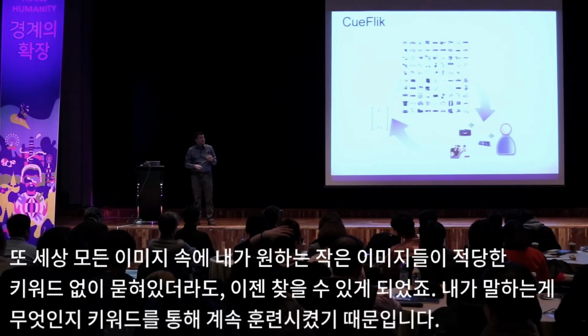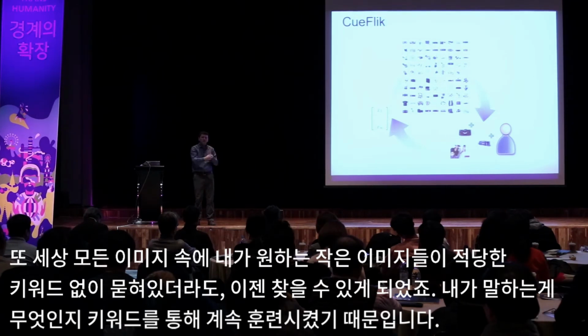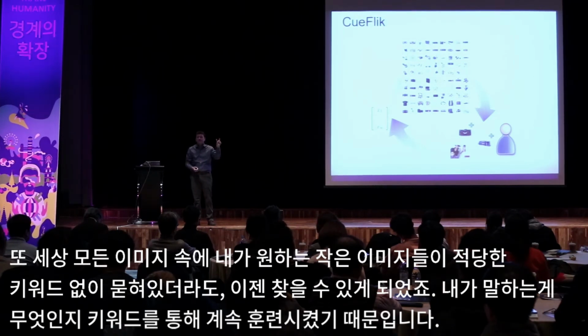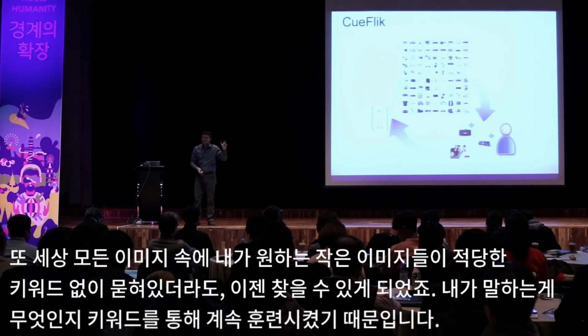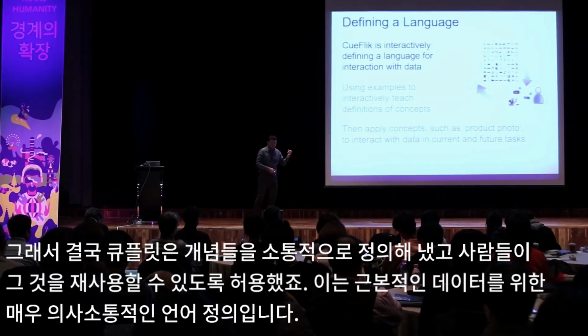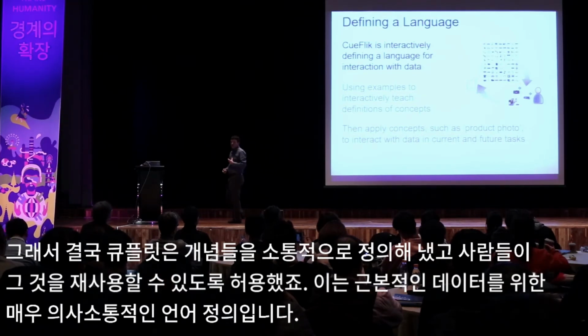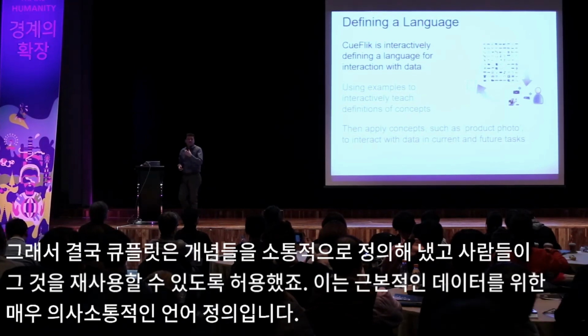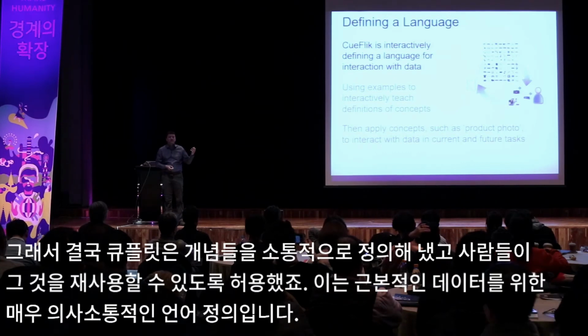And it was now something that said, of all of the images in the world, here's the ones that I want. And I didn't have a good keyword for that before, but now I do because I've trained examples of what I mean by that keyword. And so Qflick was interactively teaching the definition of a concept and then allowing people to reuse that going forward. It was interactively defining a language onto that underlying data.